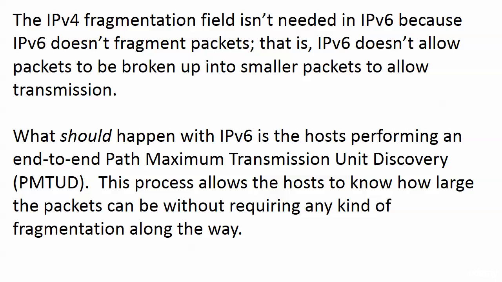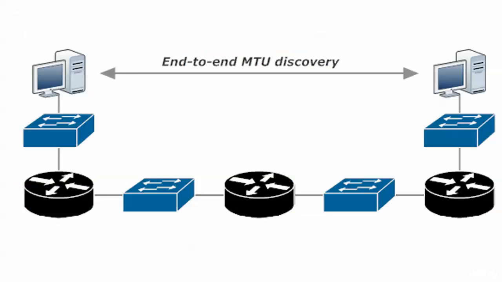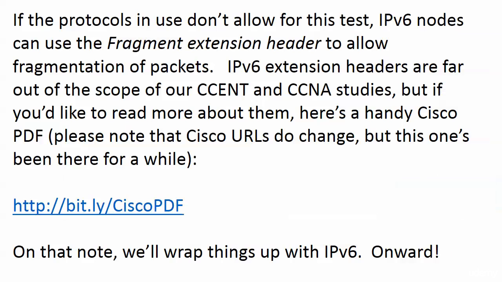Now, what should happen with version 6 is the host will perform an end-to-end, take a deep breath, path maximum transmission unit discovery, PMTUD. This allows the host to know how large the packets can be without requiring any kind of fragmentation along the way. So we got 4 switches and 3 routers here, but the hosts do an end-to-end discovery, see what the MTUs are, and then they just don't send a packet larger than that.